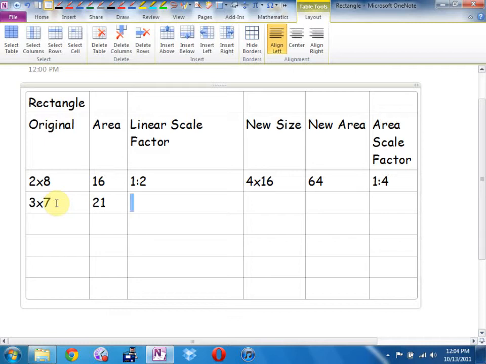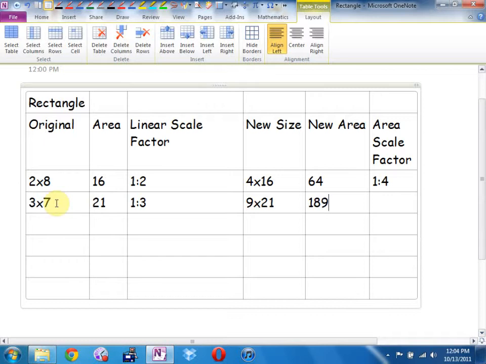I'm going to give you a linear scale factor. The scale factor this time is going to be 1 to 3. We're going to triple the length and triple the width, which instead of 3 by 7 is going to give me 9 by 21. What's the new area? If you need a calculator, now's the time to get it out. Sounds good.